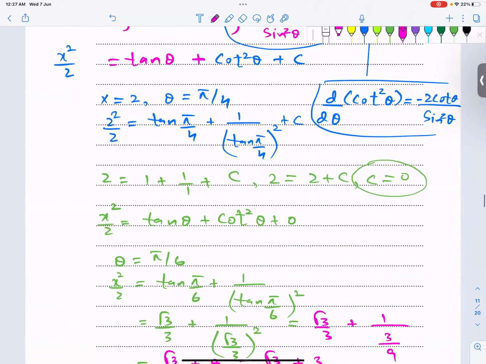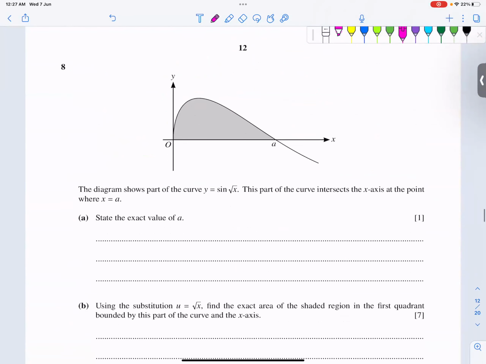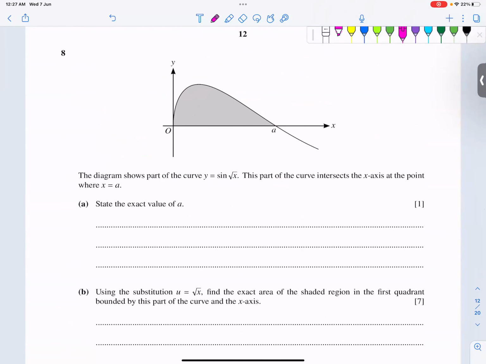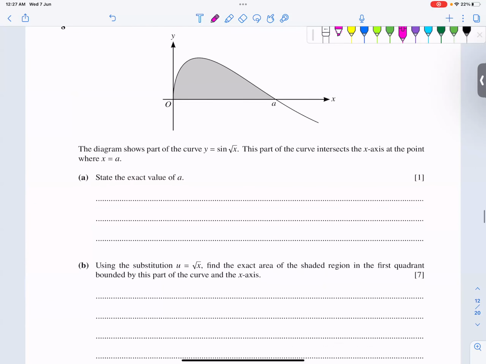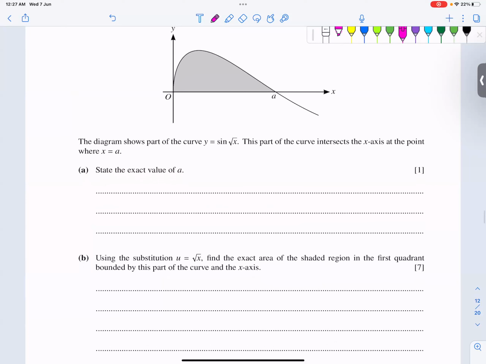Moving to the next part. The next question is question 8. The diagram shows part of the curve y is equal to sine square root x. This part cuts the x-axis at the point where x is equal to a. State the exact value of a.